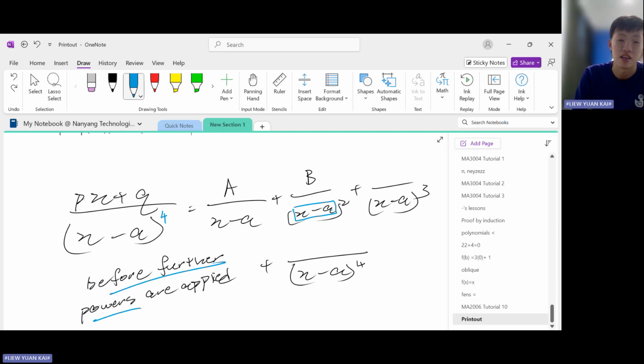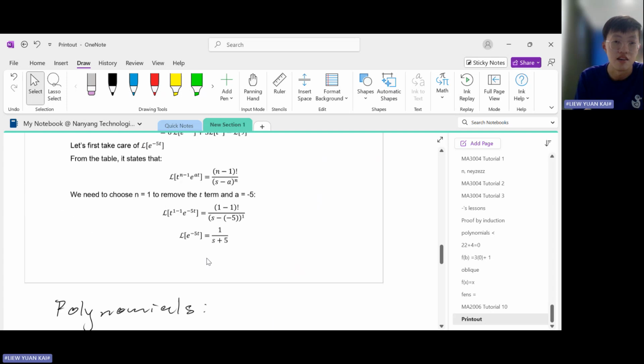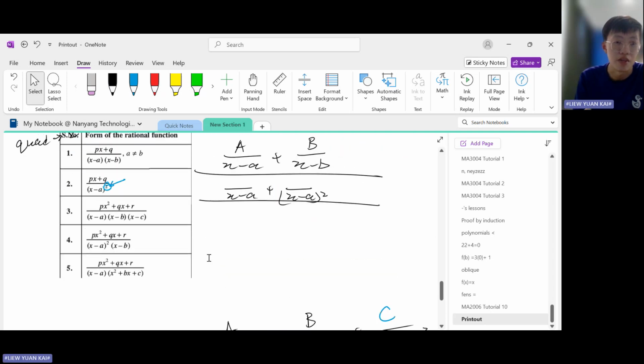So you only look at x minus a, which is linear. What is a polynomial 1 degree less than linear? Then it will be a constant. Same with here, before further powers are applied, so this is a constant. Same with here, before further powers are applied, so this is a constant. So that's how you write the decomposed form for a repeating factor.